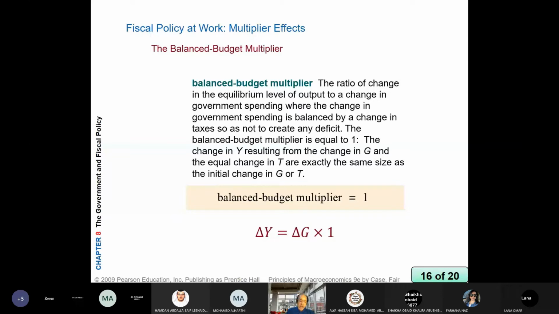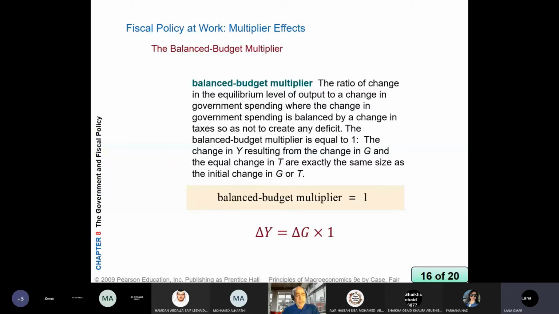So let's go to Lana again. Balanced budget multiplier: the ratio of change in the equilibrium level of output to a change in government spending, where the change in government spending is balanced by a change in taxes, so as not to create any deficit. The balanced budget multiplier is equal to 1. The change in Y resulting from the change in G and the equal change in T is exactly the same size as the initial change in G or T.